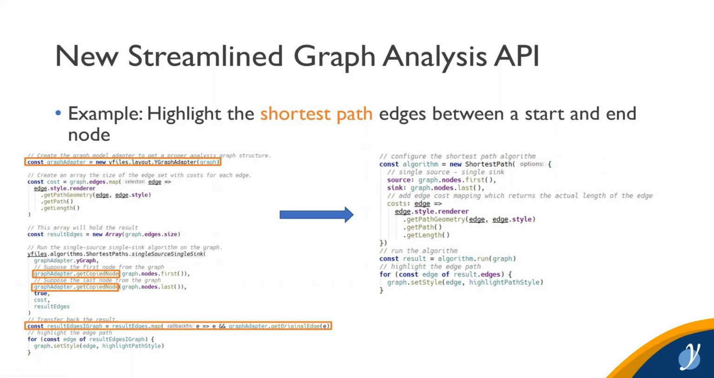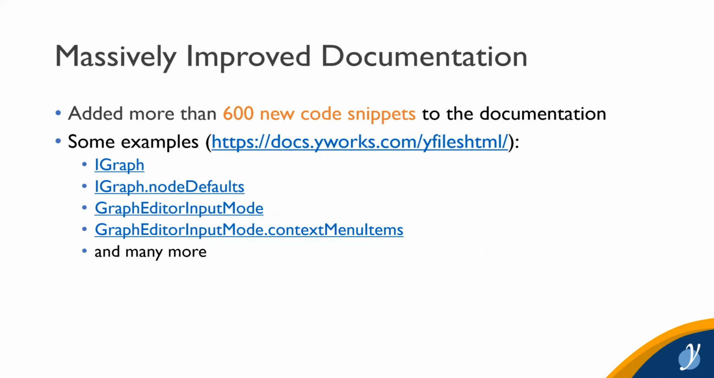Speaking of which, the API also got a massive overhaul. We improved the documentation once again. Not only did we add new sections for the new features that we have, of course, but also the existing APIs received a lot of new code snippets. We added about 600 code snippets in this release, now totaling more than 1,000 code snippets throughout the documentation.